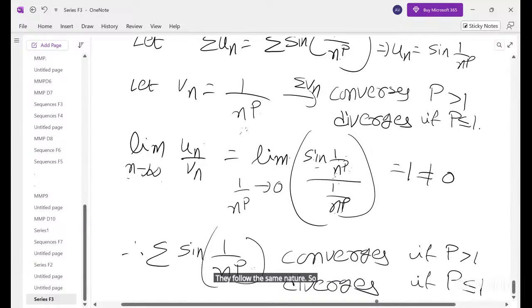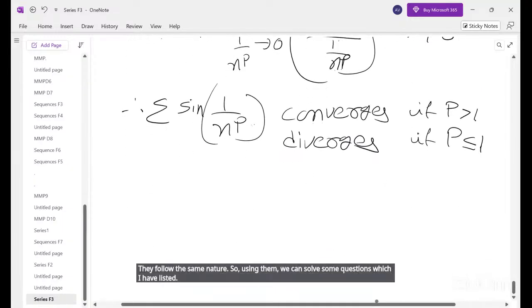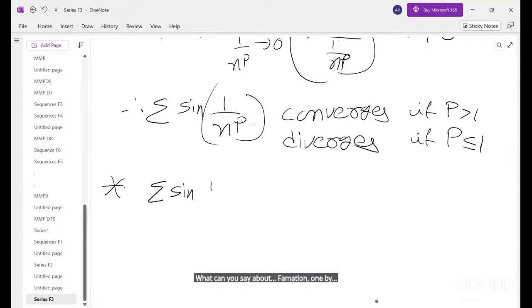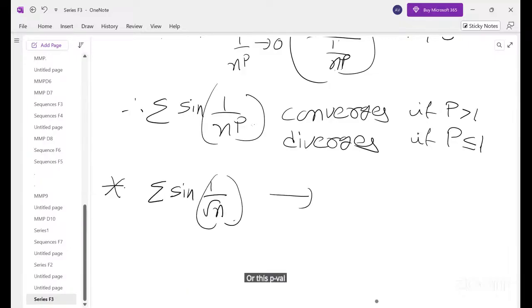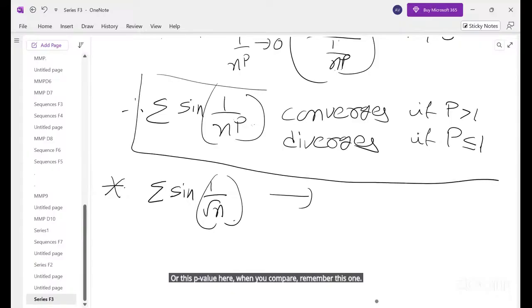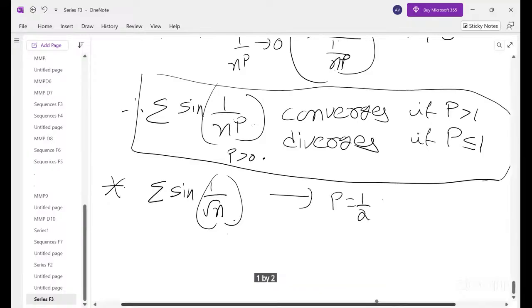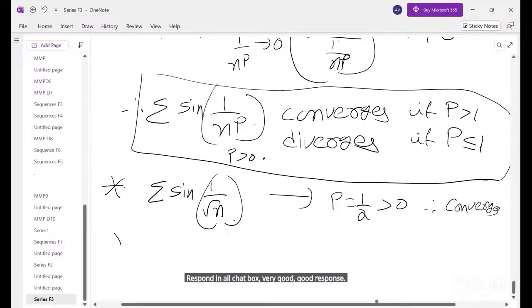Using them, we can solve some questions which I have listed. What can you say about summation sin(1/root n)? What is the p value here when you compare? Remember this one, where p is positive. Based on that only we have done this. So what is p when you compare? 1 by 2, positive, therefore converges. Respond in the chat box. Very good, nice one.